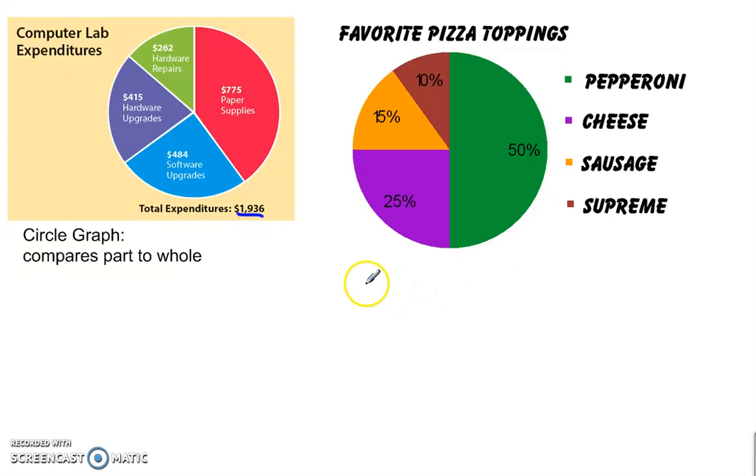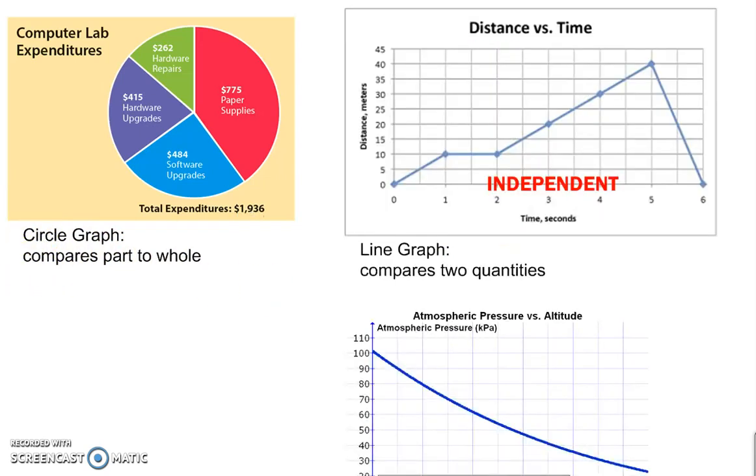It depends on how you're displaying it. If you want to know the percentage of students that preferred pepperoni on their pizza, then we'll do a pie chart. If you're just looking at frequency, the number, how many students, then you could show that on a bar graph. You have pepperoni, cheese, sausage, and supreme, and just show a bar graph of how many. So if you're comparing the percentages, how many of them out of all the total students, then you could show that as a pie chart. So a circle graph compares part to whole.